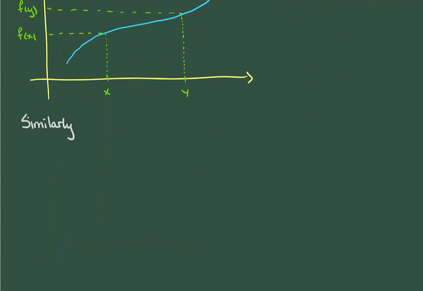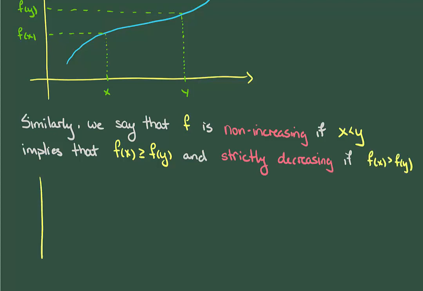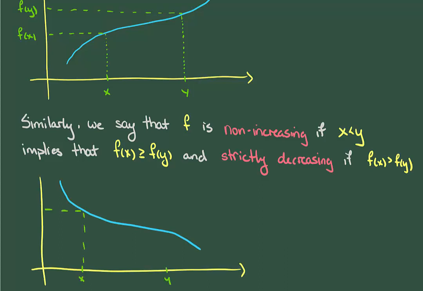The flip side to this is decreasing functions. A function is non-increasing if whenever x is less than y, then f of x is greater than or equal to f of y, and strictly decreasing if f of x is strictly bigger than f of y. The same story holds graphically. Strictly decreasing functions are always getting smaller, with non-increasing functions allowed to flatten out so long as they don't get any bigger.